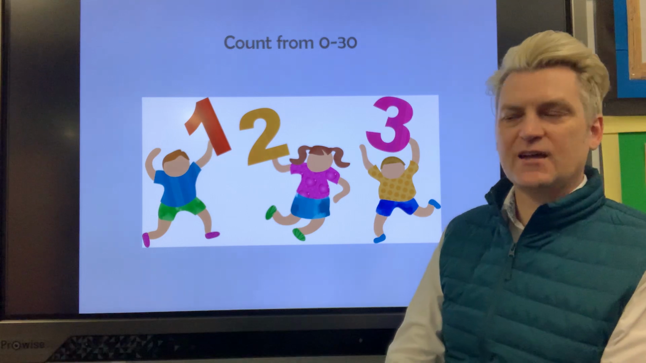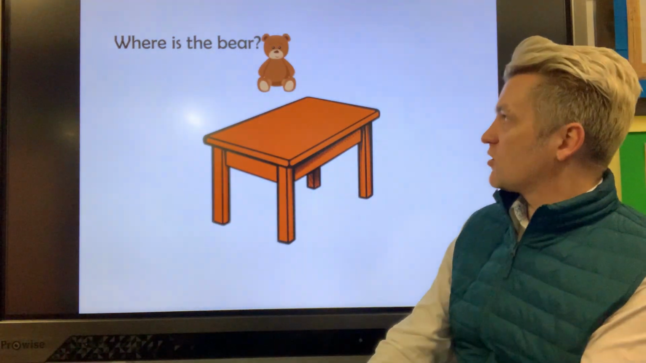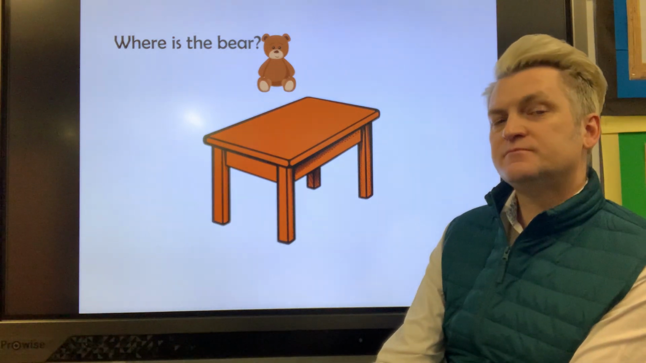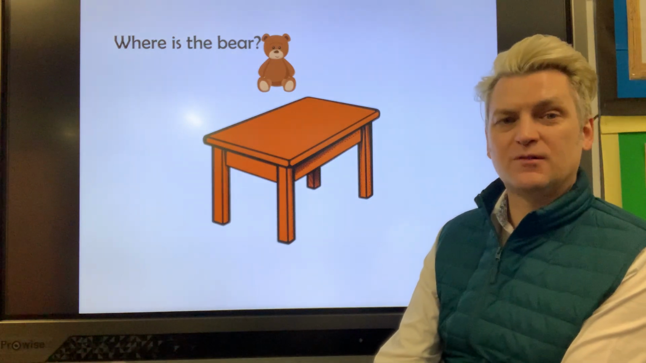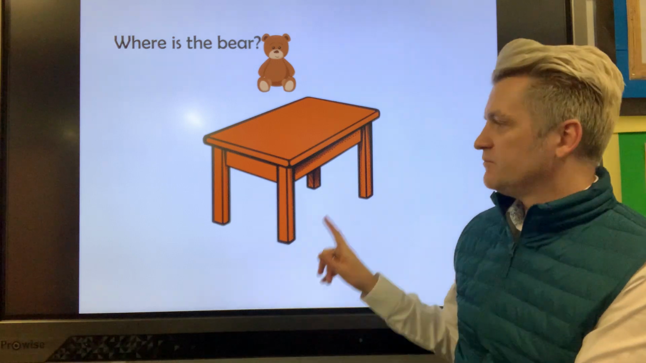Let's have a look at our next job. And our next job is, where's the bear? So have a look at the picture. Where is the bear? Can you tell me? Shout it out. The bear is over the table. Or you could say the bear is above the table.